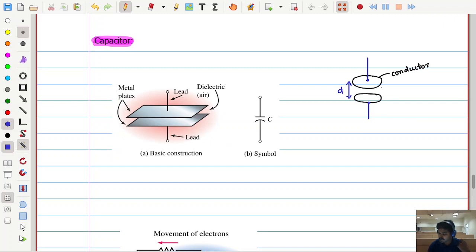So if these are conductors, how does the coin look? It looks like a plate. So these are conducting plates which are separated by a distance. Anything which is a conducting plate separated by a distance is what forms the capacitor.